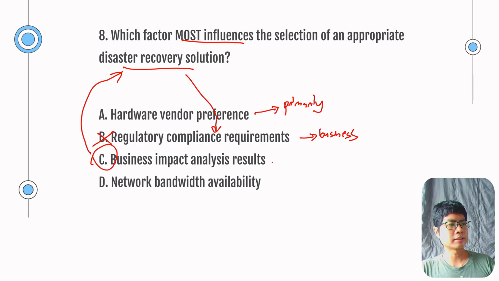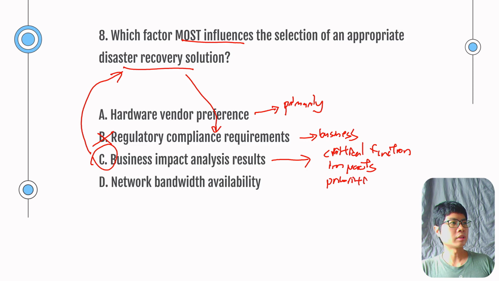Okay, business impact analysis, and definitely this is something that is most relevant here, because from your business impact analysis, again, we would look at what your critical business functions are. We will look at what the impacts are in the case of an incident, and finally we'll look at the priorities, and this would really influence which disaster recovery solution we are trying to seek.